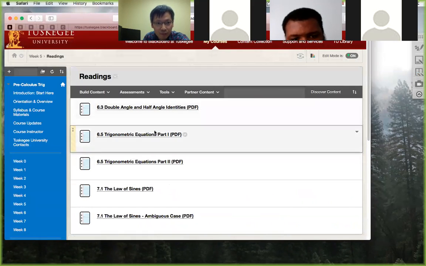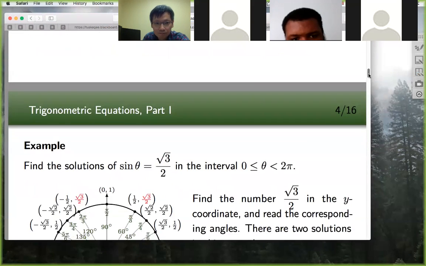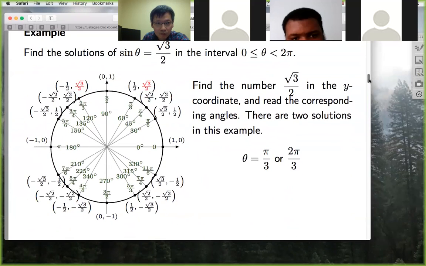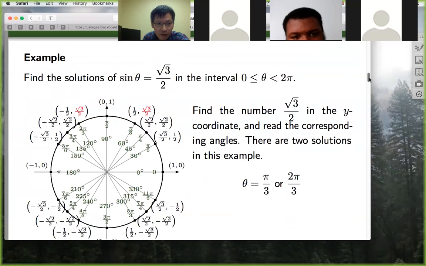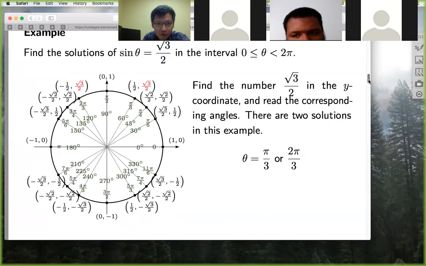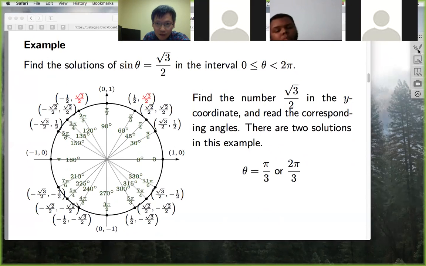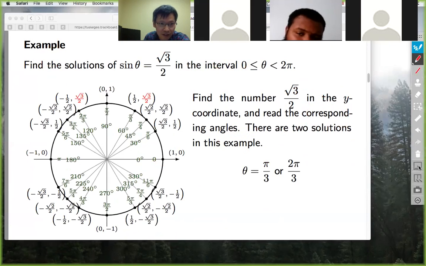Okay, let's get to the second part, the trigonometry equations. The basic idea of trigonometric equations is that we want to figure out the angle value from a ratio. Look at this example. This is a typical sine equation. You are given this equation, and the question is to figure out this theta value. You're given a ratio.